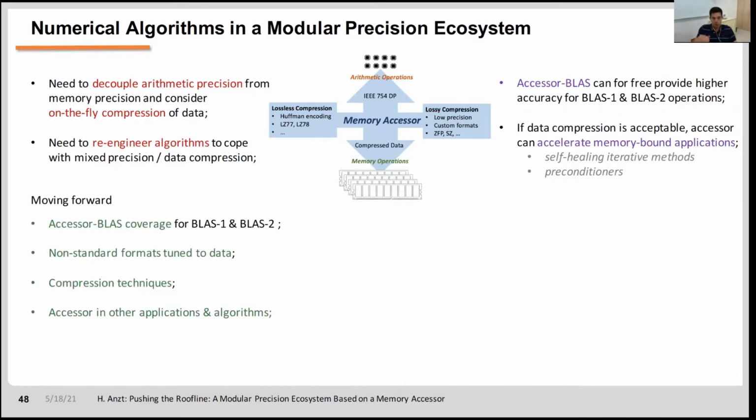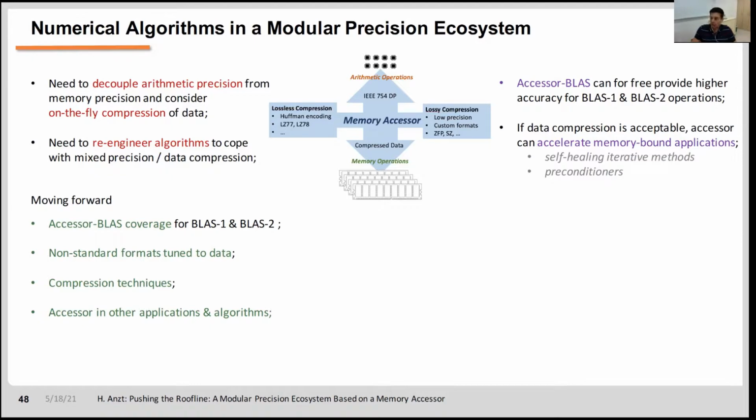Moving forward, what do we need to do next? We started with GEMV and dot product. I think we want to have complete coverage of all BLAS1 and 2 operations. And Thomas, one of my team, is currently looking into TRSV. And we think that their accuracy also plays an important role.